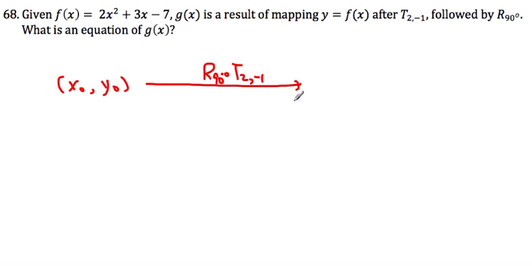Now, then we'll try to do the translation first. And this is equal to x naught plus 2 comma y naught minus 1. Actually, why don't I just write it out a little bit differently?